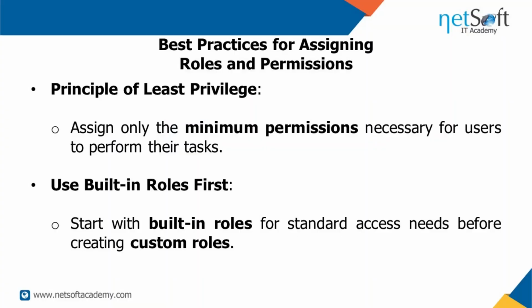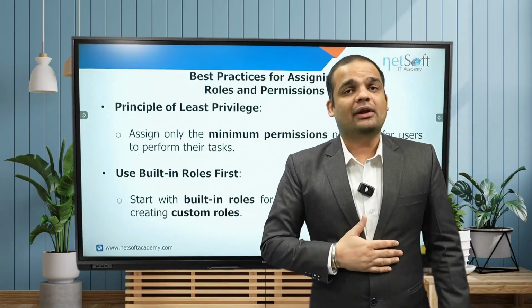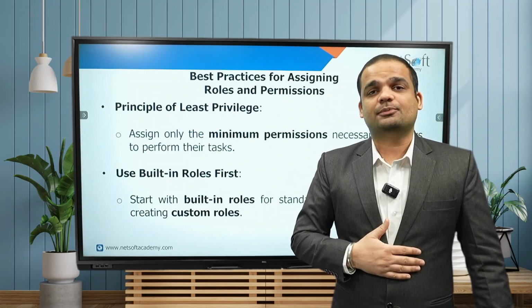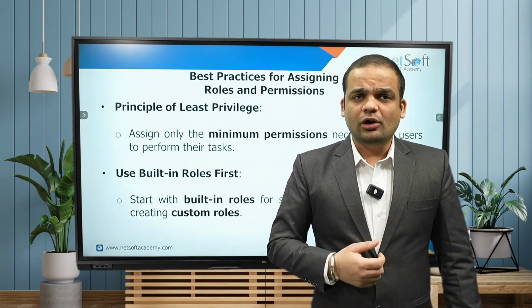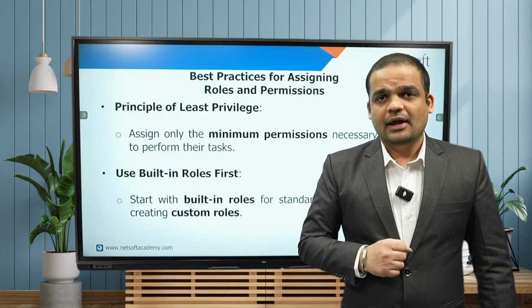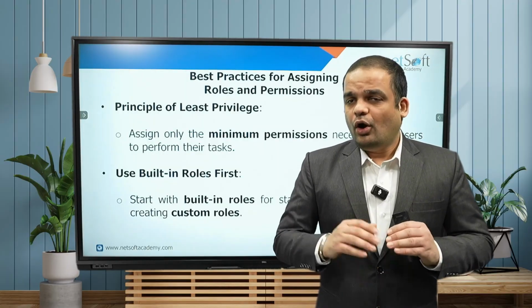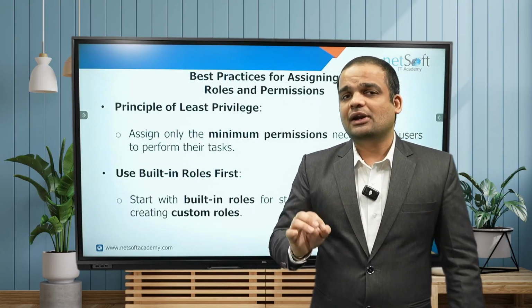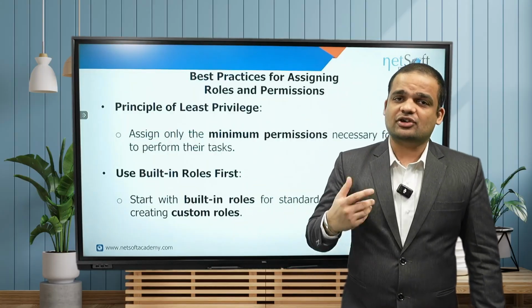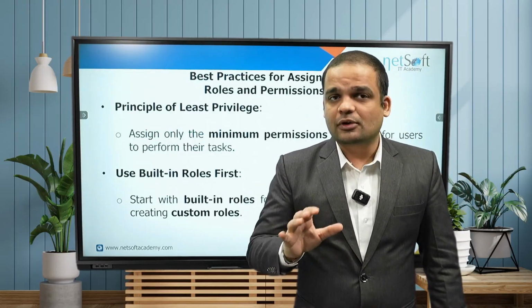Now, what are some best practices for assigning roles and permissions? Well, the first logical thing is to use the least privilege principle. Again, we have already discussed most of this, so it will be a recap for you. Here, you will ensure that users only have the permissions they need to reduce potential security risk. You should also use built-in roles first. Start by using built-in roles to meet standard access needs. Only create a custom role if absolutely necessary, because if you create a custom role, there is a chance of manual errors. So keep it low.